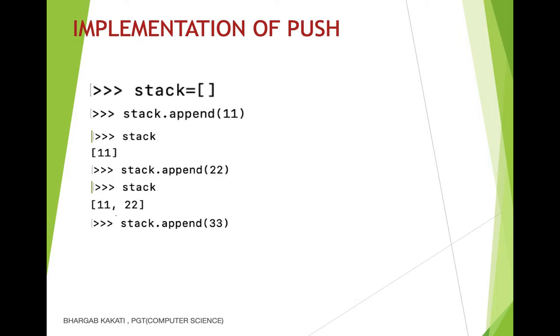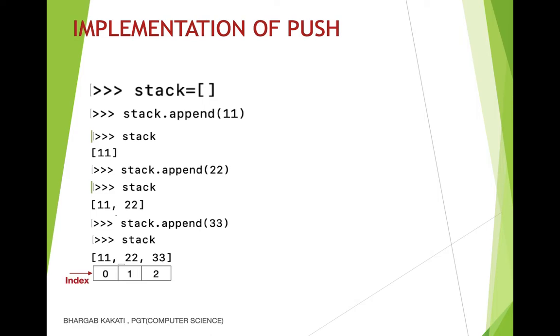If I add one more element, I can always use the append function again, and if I write stack again to see the updated value, now I'm getting the updated value. Now these are the indexes associated with these values. The index of 11 is 0, index of 22 is 1, and the index of 33 is 2. These are the indexes.